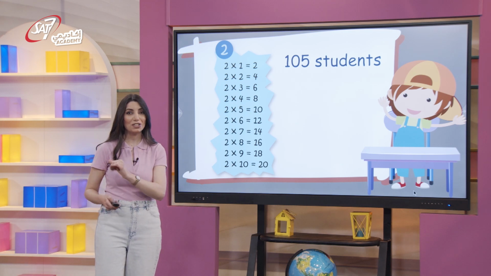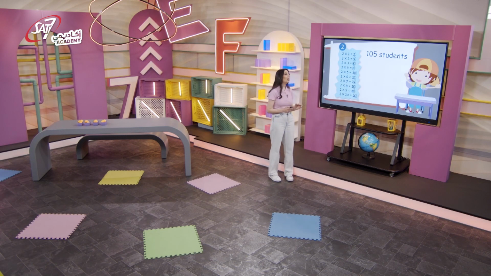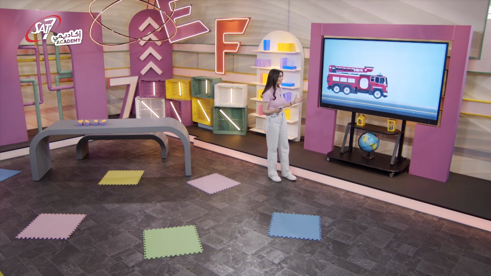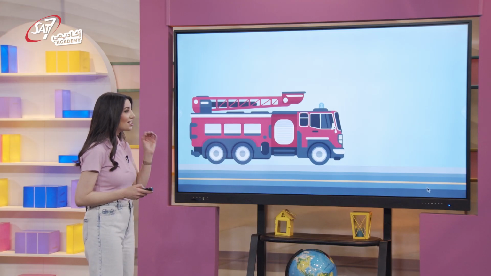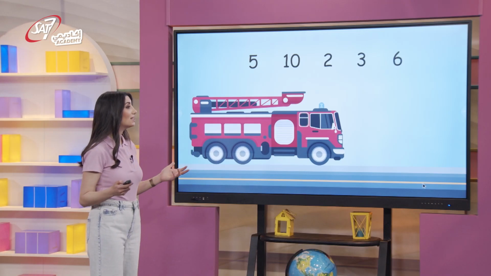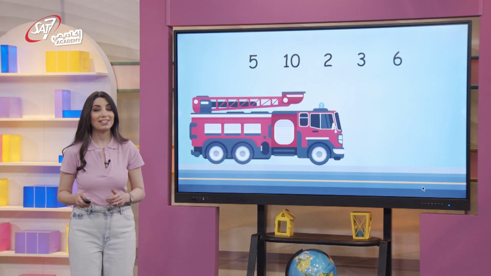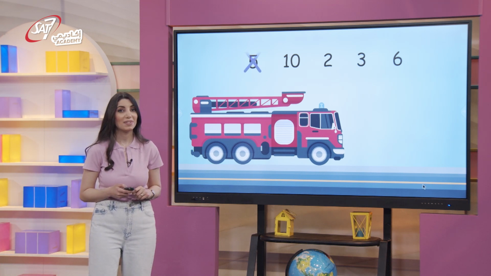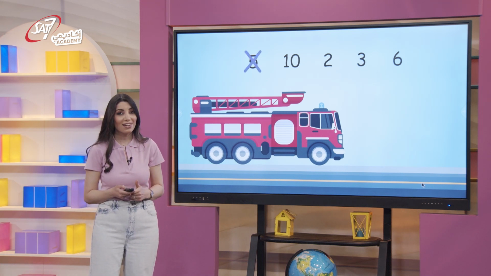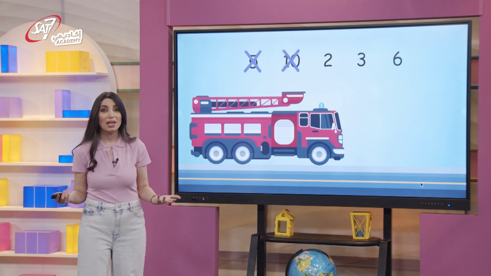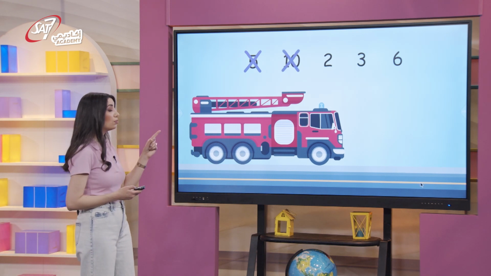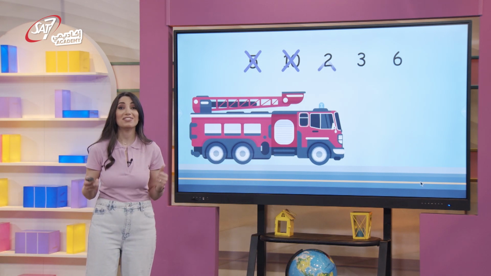Here is my last question for today. There are 99 fire trucks in the city, and each fire station has the same number of trucks. How many fire stations are there in the city? Which of these numbers is the correct answer? Can we split 99 fire trucks among 5 stations? 99 is not divisible by 5. 10 stations? 99 does not end with 0. Can we divide 99 by 2? No, it is not an even number.